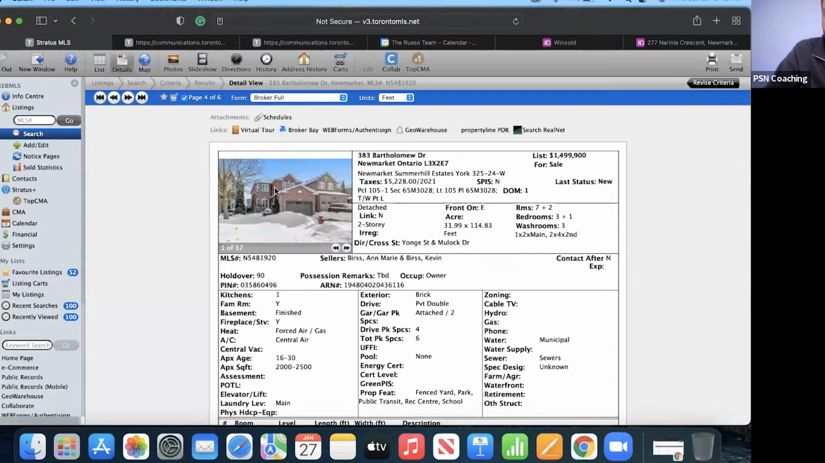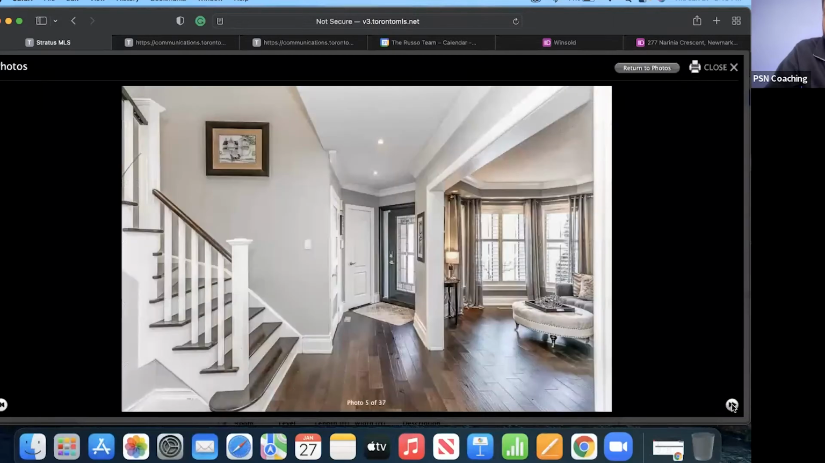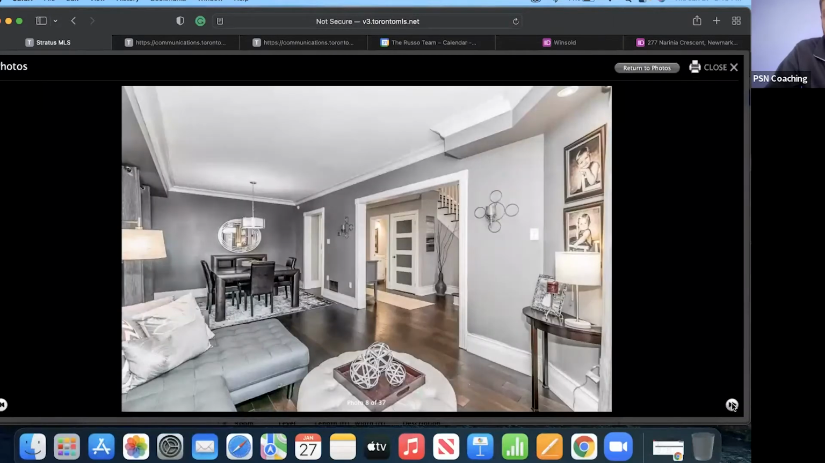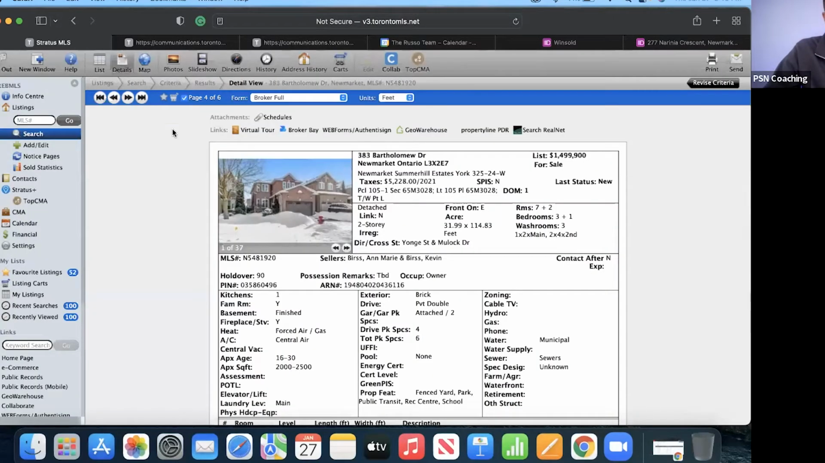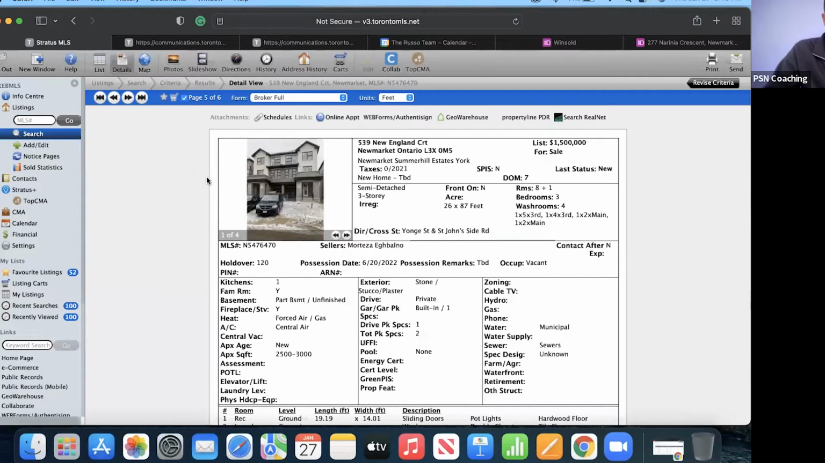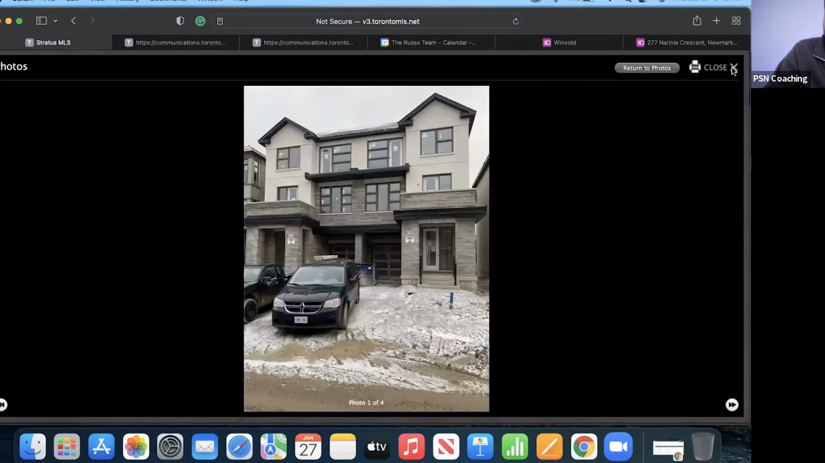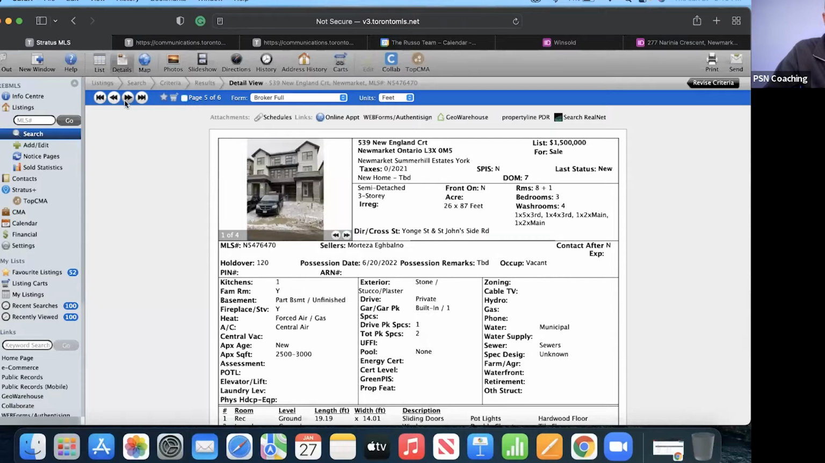This one here, 31 feet. I'll probably take a look at it, see if I like anything from it. Yeah, it's nice. Okay, I'll keep this one. Sure, let's keep it. This is clearly a semi-detached. I don't know why that's in. So we're going to get rid of that one.